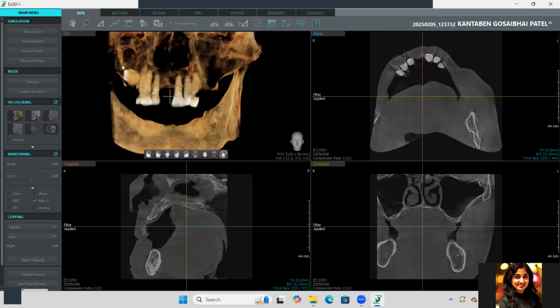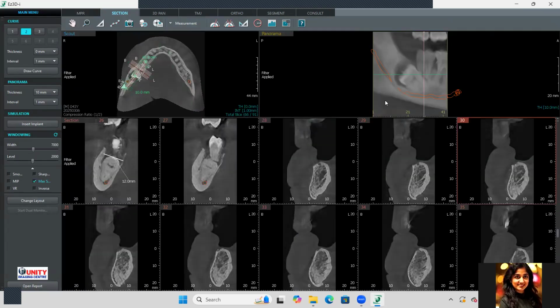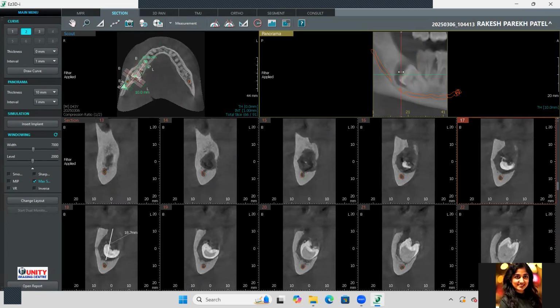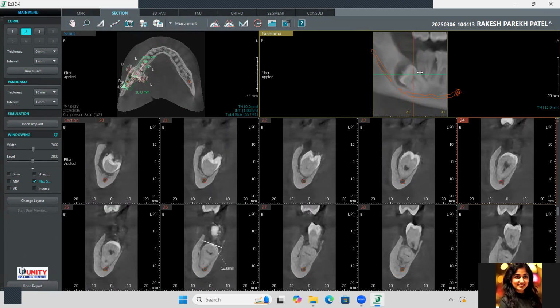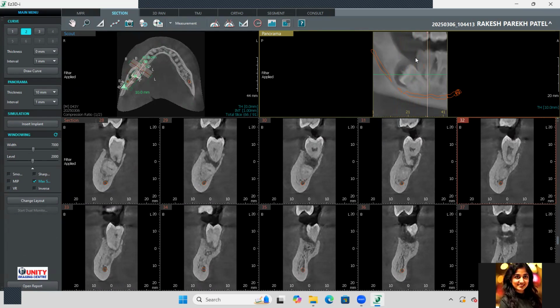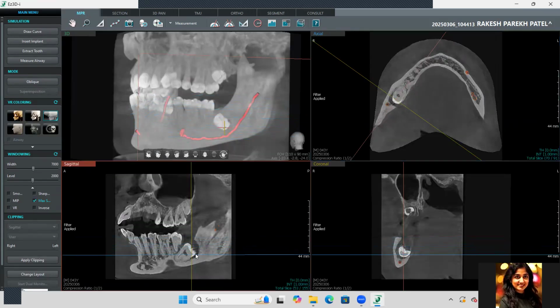Dentigerous cyst. That is here, a typical case of dentigerous cyst. So these are the measurements which I have already taken, and the marking, mandibular nerve marking. You can see the radiolucency starting from the cervical region of this impacted third molar. You can see how it is appearing in the axial section, sagittal and coronal.